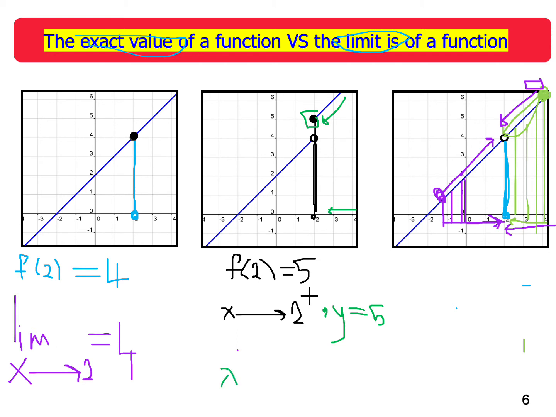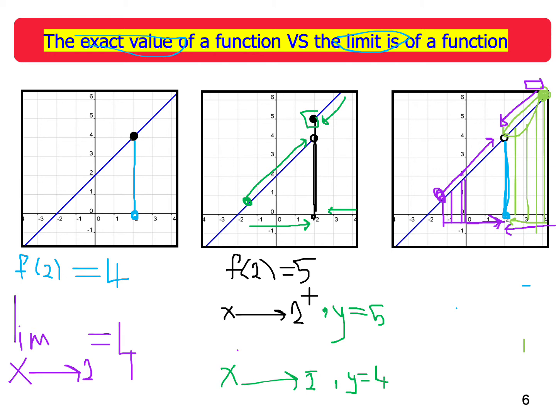While when I go to 2 from the left, it means I will move from somewhere like -1 till 2. -1 has this starting point. Then I will move, so the final destination will be 4. That means y equals 4, which means we have 2 different limits.